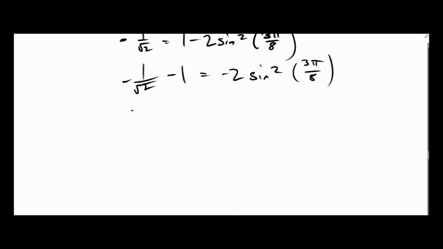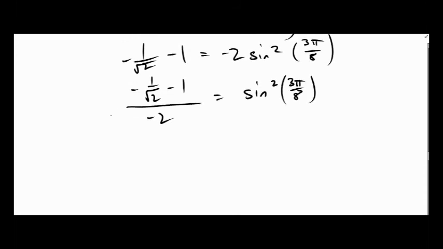So this is going to be negative, I'm going to do this the slow way, over negative 2 equals sine squared of 3 pi over 8. Okay, and then I can factor out a negative 1 on top. So negative bracket 1 over root 2 plus 1 bracket all over negative 2. And those negatives will cancel each other, like Megan said. I think that's what you were getting at. And then what am I going to do?